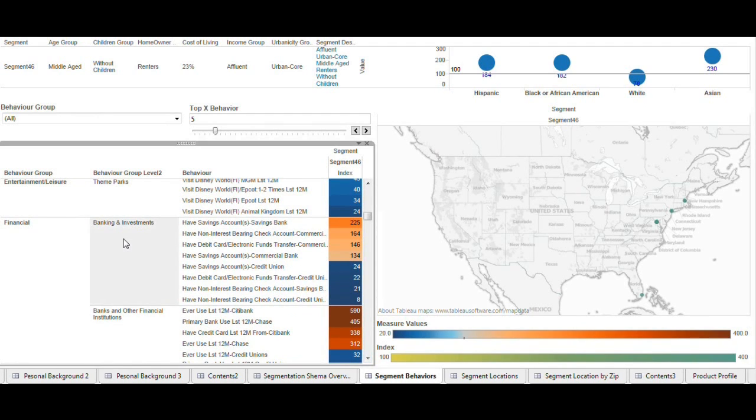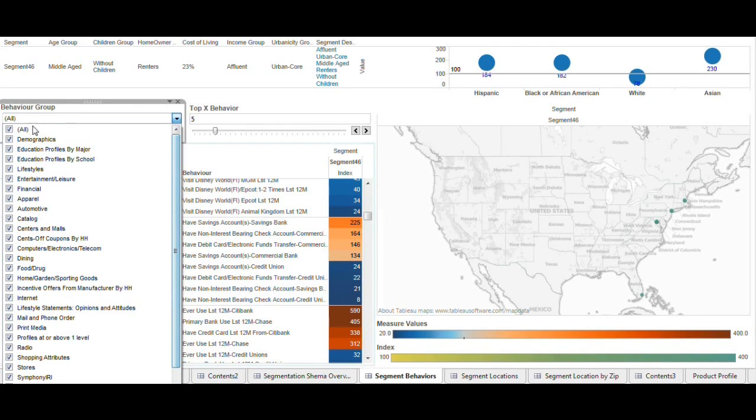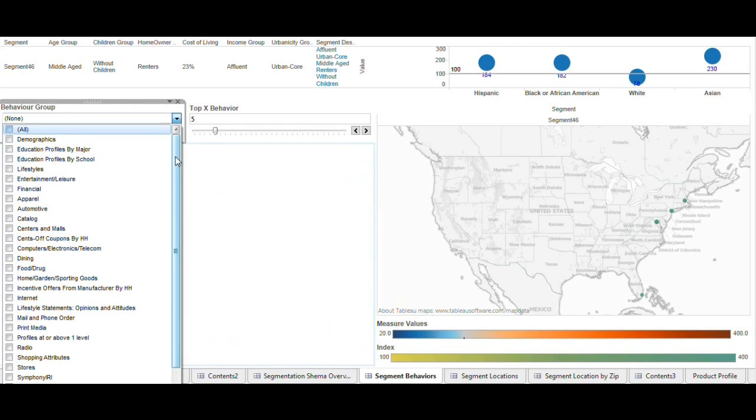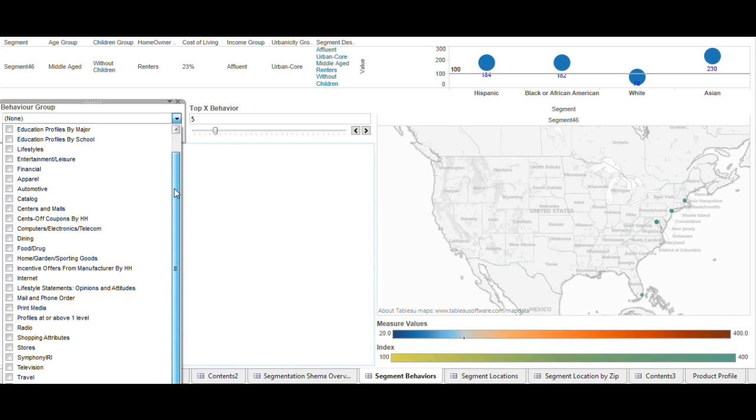In the banking area, they have saving accounts, and they index pretty low on having non-interest bearing checking accounts at a credit union. And there's a lot of different characteristics about this segment. Let's take a look, for example, at their media preference. Let's say the print media preference.